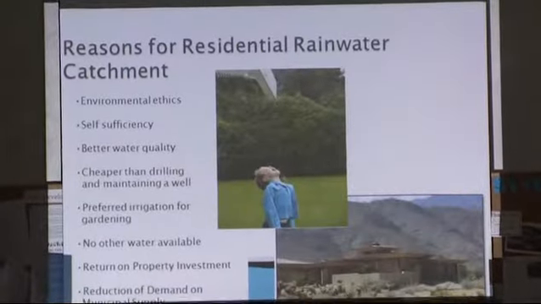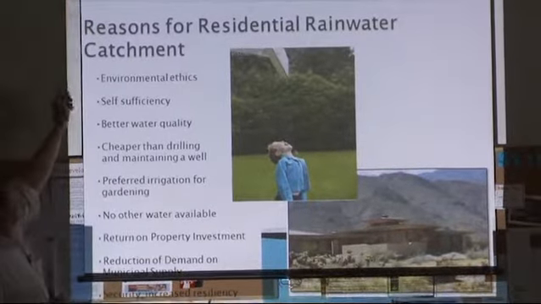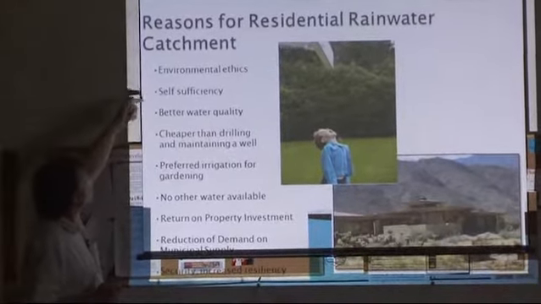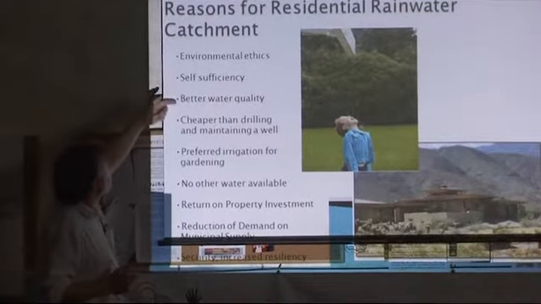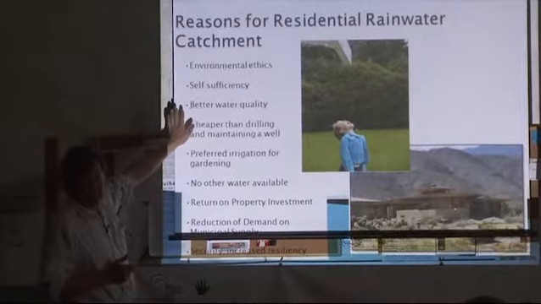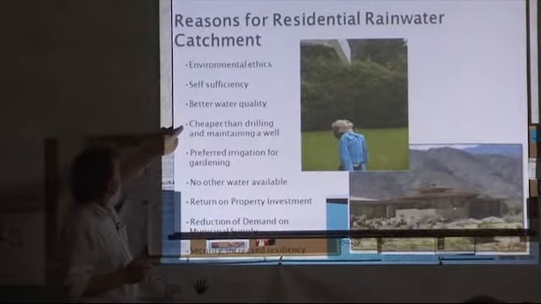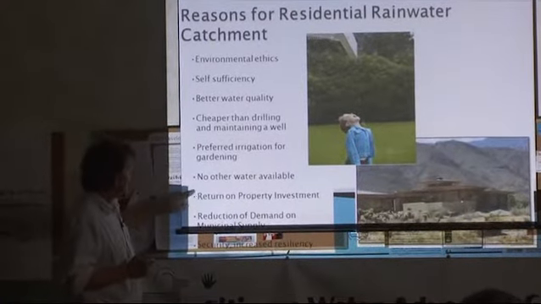Okay, I started on this a little bit. Reasons for residential. Environmental ethics, just because we think it's cool. Self-sufficiency, we don't need help from anybody. Better water quality, this is true, it's the best irrigation water there is. It's cheaper than drilling a well in some cases. Prefer irrigation gardening, no other water available.